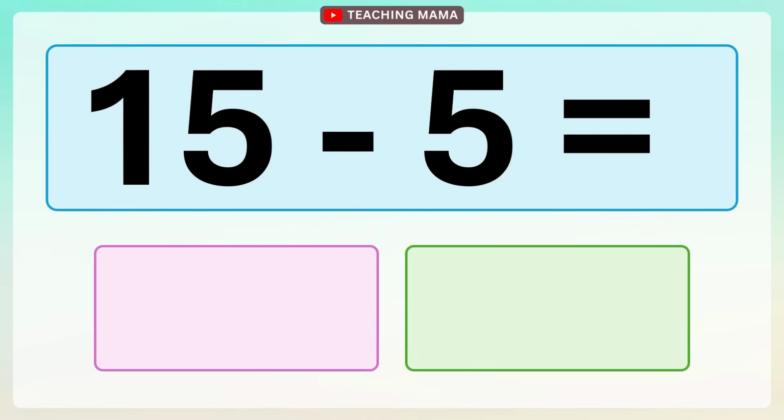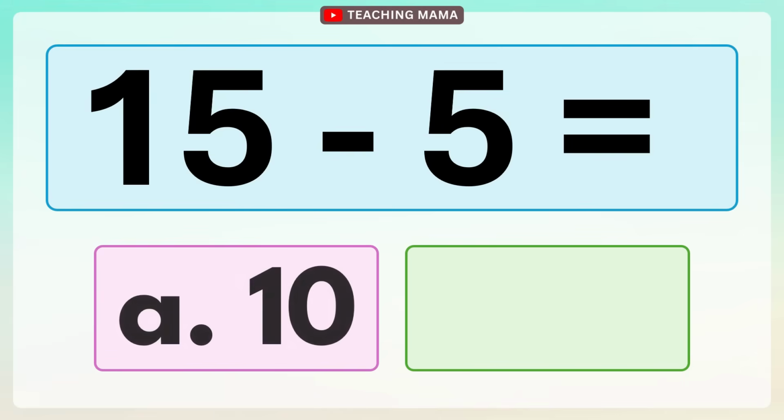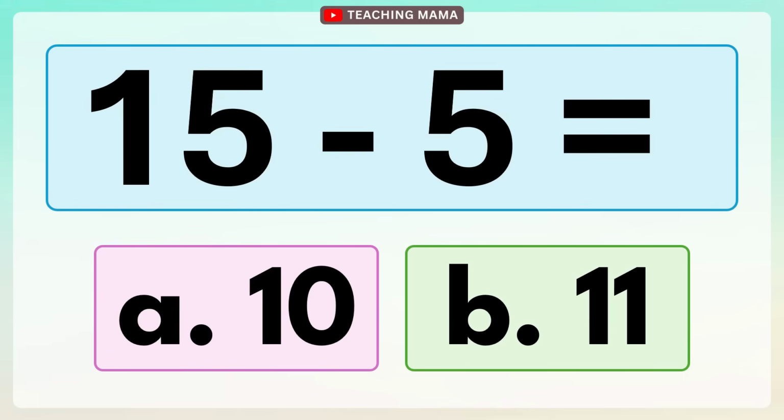15 minus 5 equals A. 10. B. 11. What is the answer? A. 10.